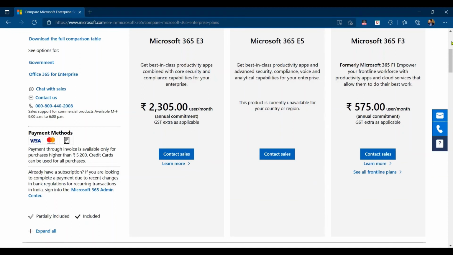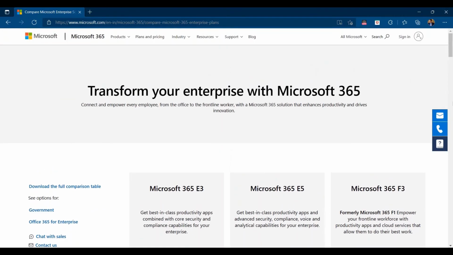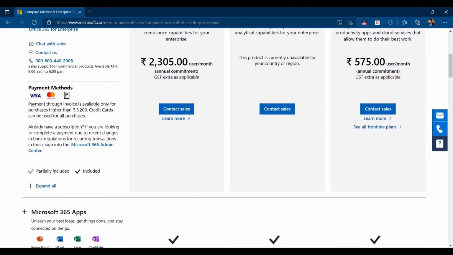Who can go for the enterprise license? Large corporations or companies with the capacity of more than hundreds of people can definitely go for an E3 or E5 license, and it definitely benefits them a lot, and it enables plenty of powerful features for the associates. So I hope you have understood the power of the enterprise license. And now let's head into the last category, that is the student license.